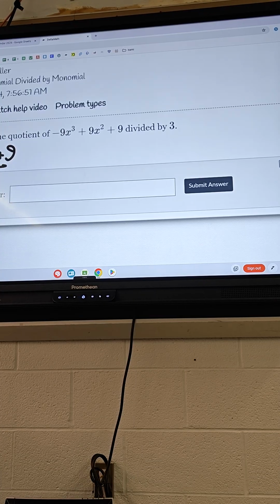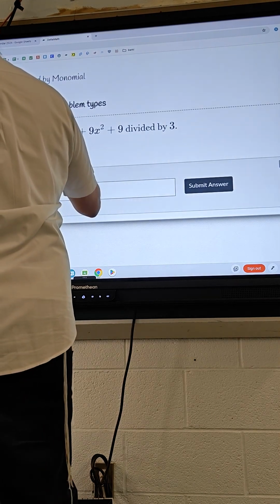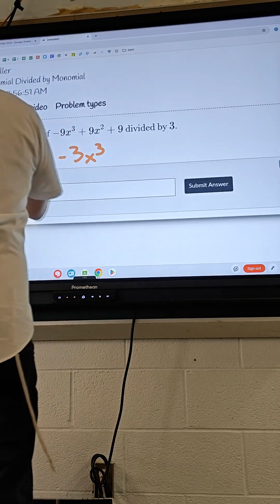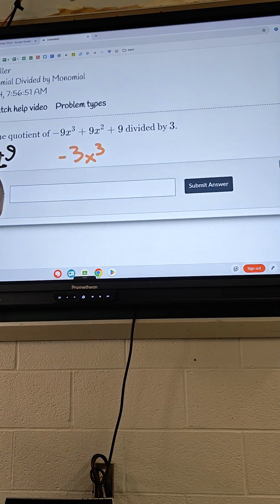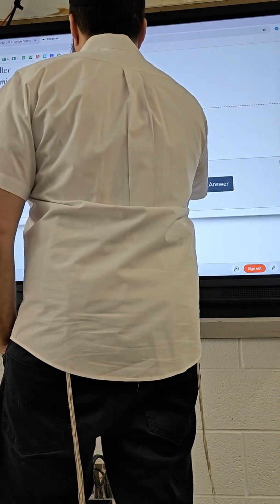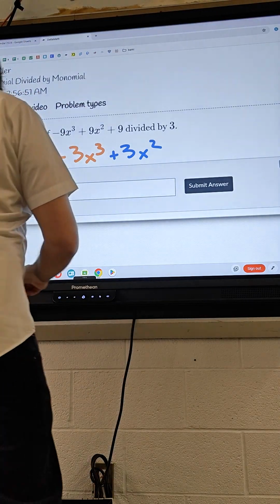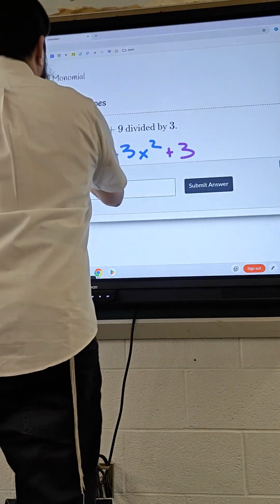All right, so this one I'm going to show a little different. Basically what you do is you focus on each one. Right here, I'm focusing on this part, on this terrible ugly green. So -9x cubed over 3 is -3x cubed. I'm just not switching that color. Then you look at this one, positive 9x squared over 3 is positive 3x squared. And then you look at the last one, 9 over 3 is positive 3, and that's your answer.